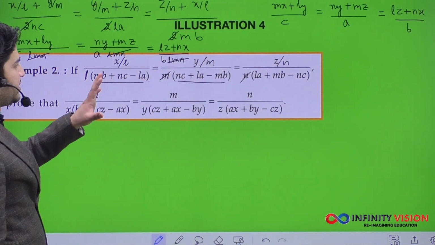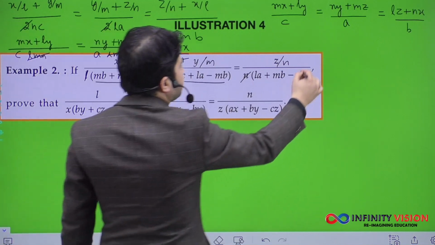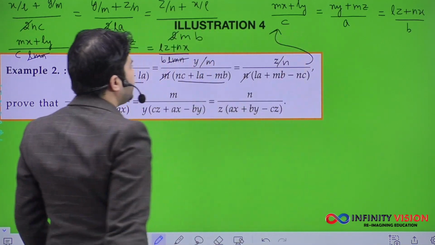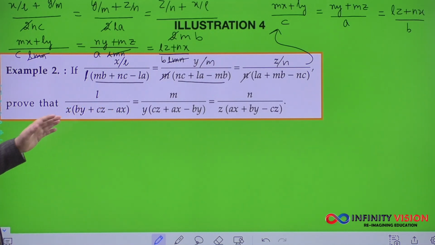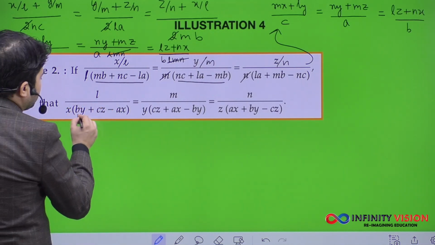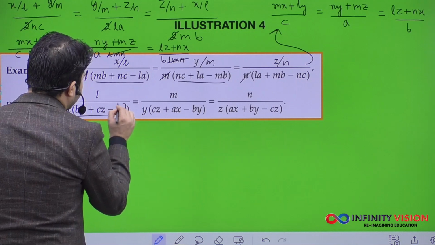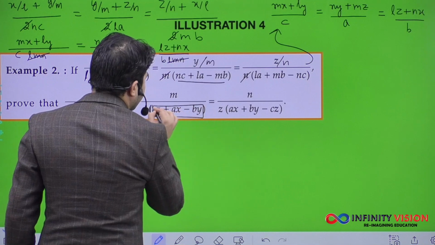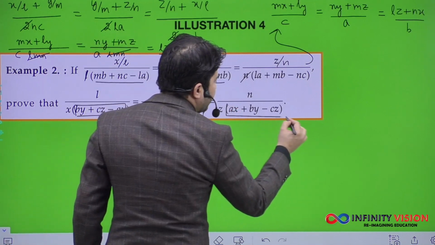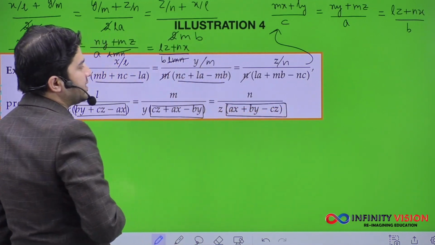Now, this is what we have got from this. The key idea is to prove the second part. In the second part, what I notice is the three ratios: by plus cz minus ax, cz plus ax minus by, and the third ratio made by ax plus by minus cz.